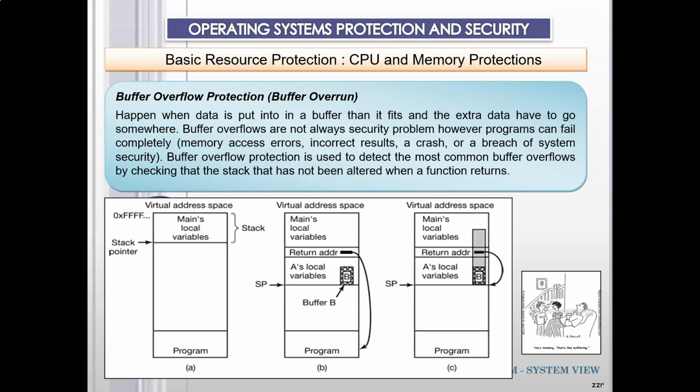What is buffer overflow? The operating system also has the capability to protect the CPU and memory by providing buffer overflow protection. It happens when data is put into a buffer, then it overfills, and the extra data has to go somewhere. The extra data will be loaded into memory and congest the memory function. Buffer overflows are not always a security problem. However, the program can fail completely.